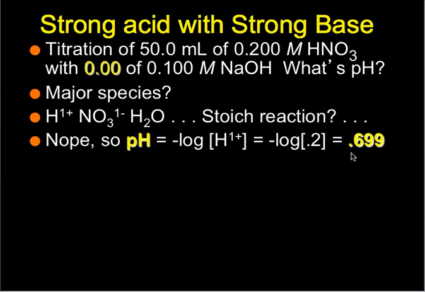Notice, to be consistent with sig figs, I've got 3 sig figs here. Remember that with pH, because the number that precedes the decimal point is derived from the power of the concentration, it is only the digits after the decimal point that are used for sig figs.